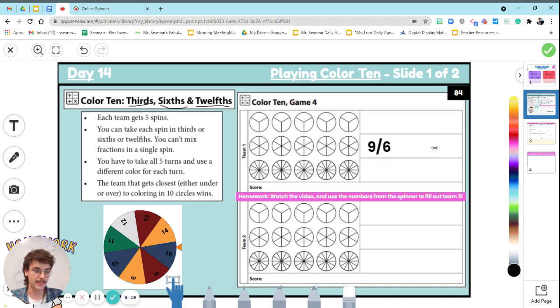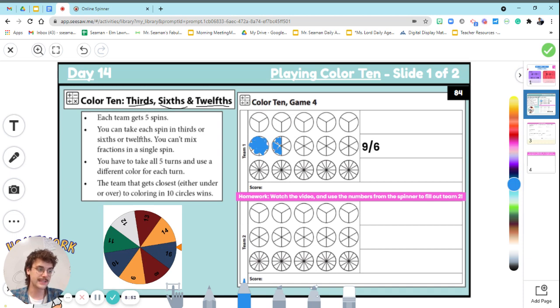sixths. Because I know that if I am going to color in 9 of my 6 pieces, it's going to look like this. 1, 2, 3, 4, 5, 6. So that's 1 whole. And then 7, 8, and finally 9. So currently I have 1.5 circles colored in.